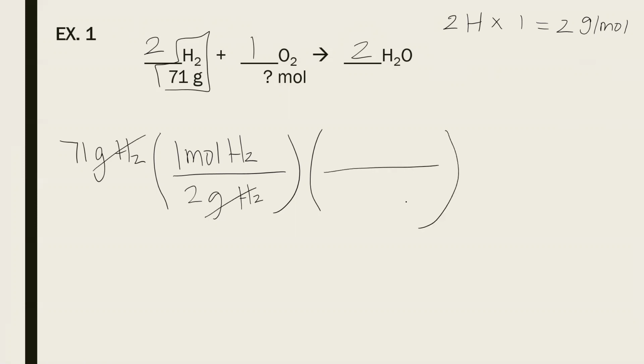And now I have my mole ratio, because I'm going 2 moles. Unknown over known. Here's my unknown coefficient. And here's my known coefficient.